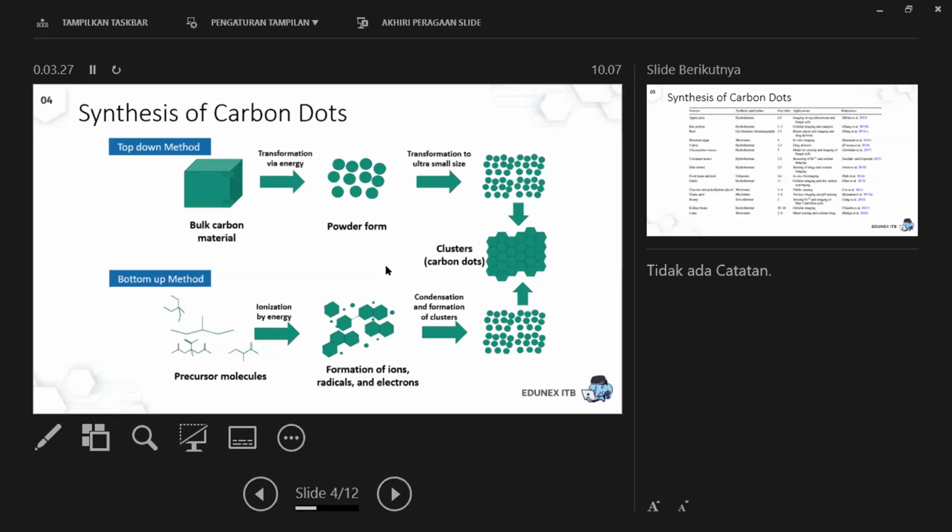Compressed laser ablation, then electrochemical synthesis, and chemical oxidation. The most common representative source for this technique is carbon nanotube and graphite.